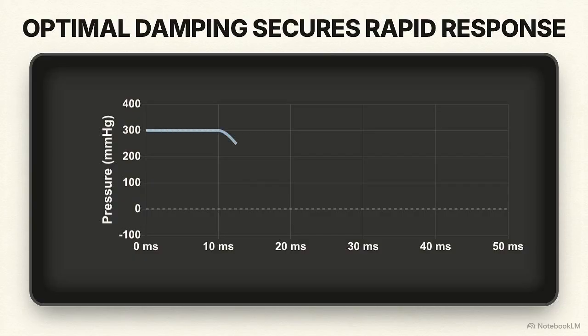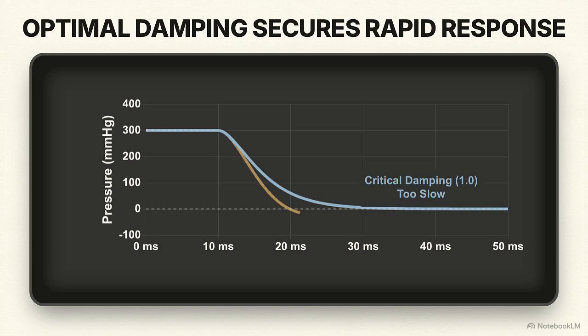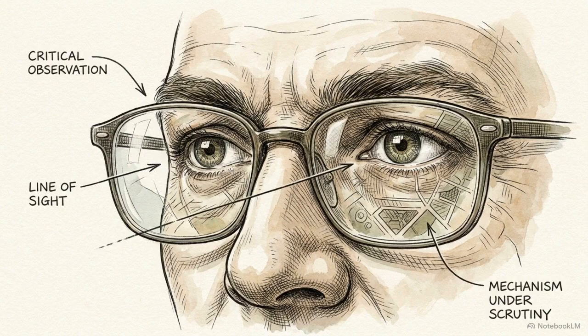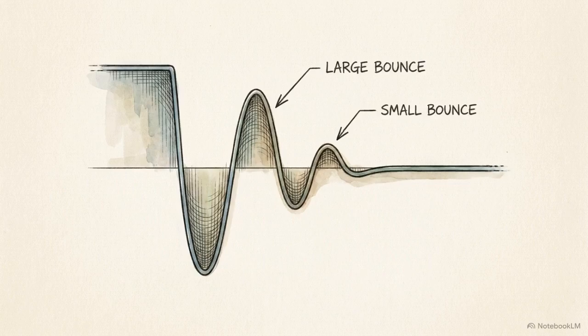At a coefficient of exactly 1.0, the system is critically damped. The trace returns smoothly to baseline and prevents all oscillations, but it is too slow. Optimal damping, set at 0.64, preserves a rapid response time by accepting a predictable 7% overshoot. For the clinician at the bedside, the visual cue is strict. A perfectly tuned system will always produce exactly 1.5 to 2 oscillations following a fast flush test.